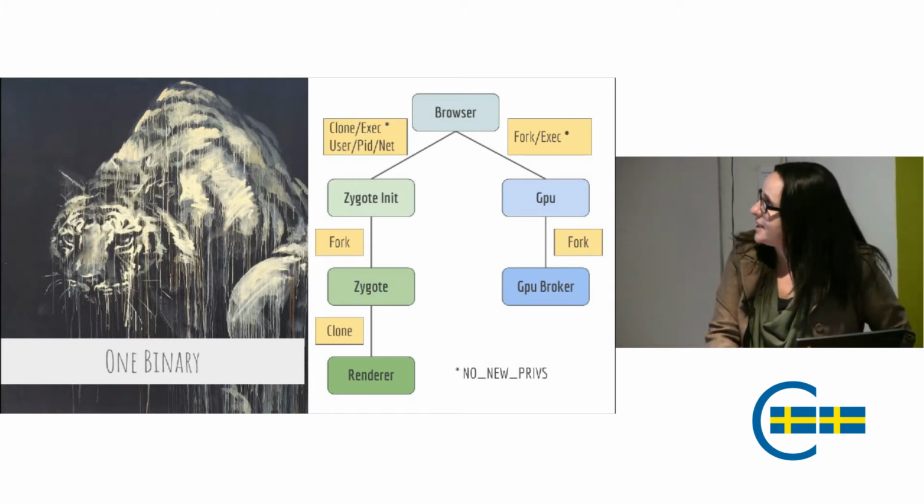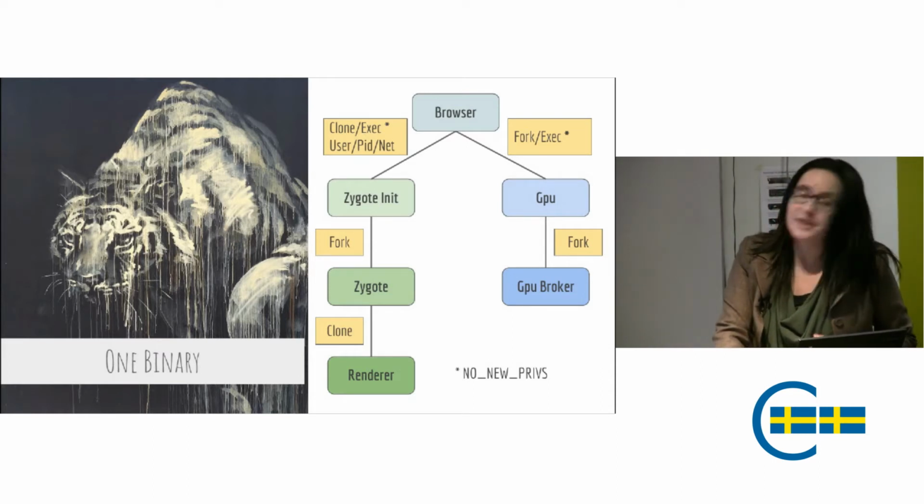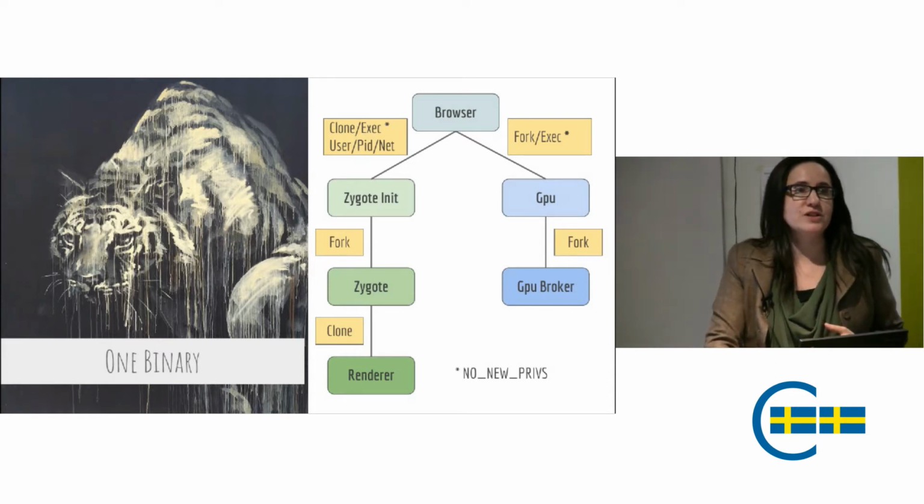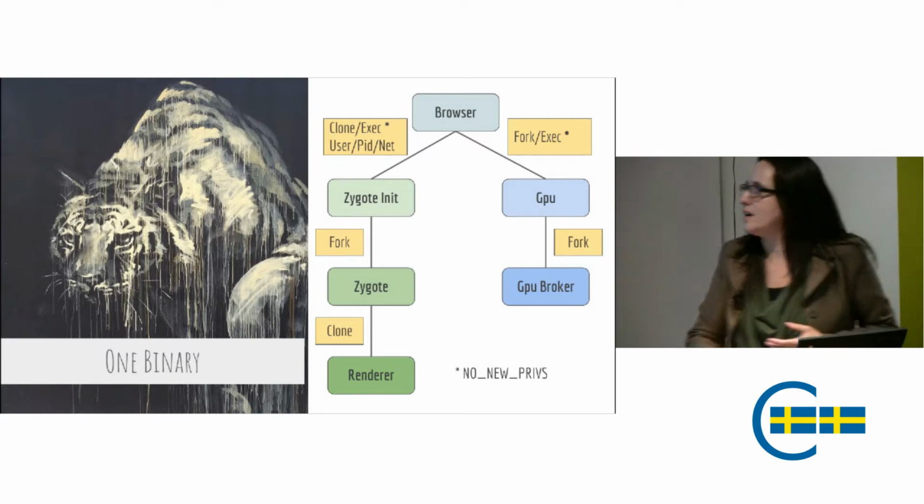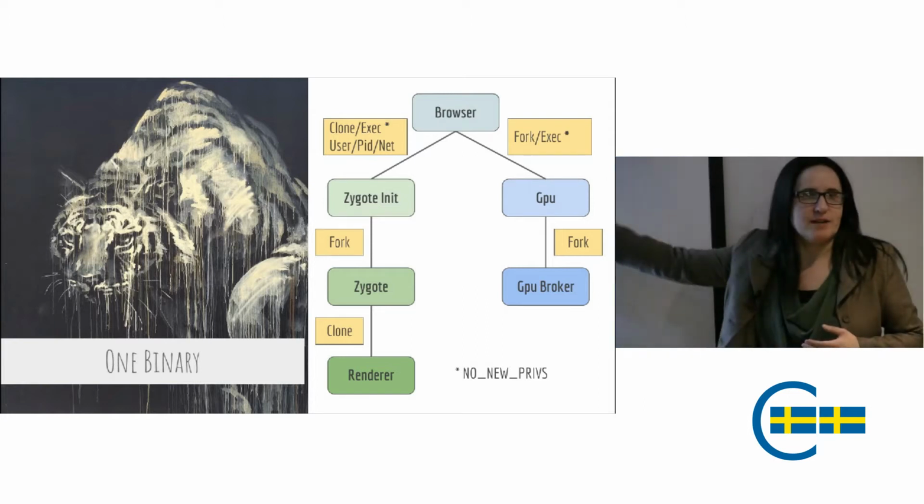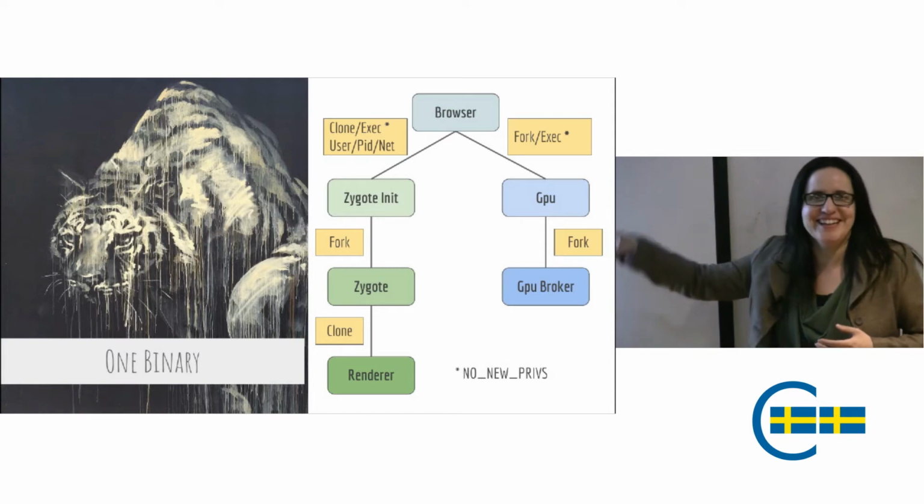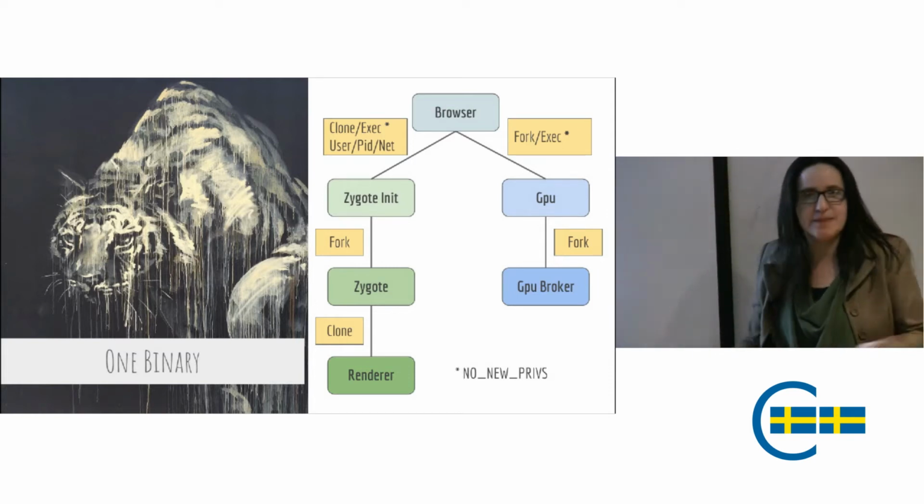Okay, so basically the most important thing from this slide is that everything is one binary. There's only one binary, it's just being forked and cloned. Yes? Yes. Yes, there are pipes everywhere. They have a whole IPC mechanism.